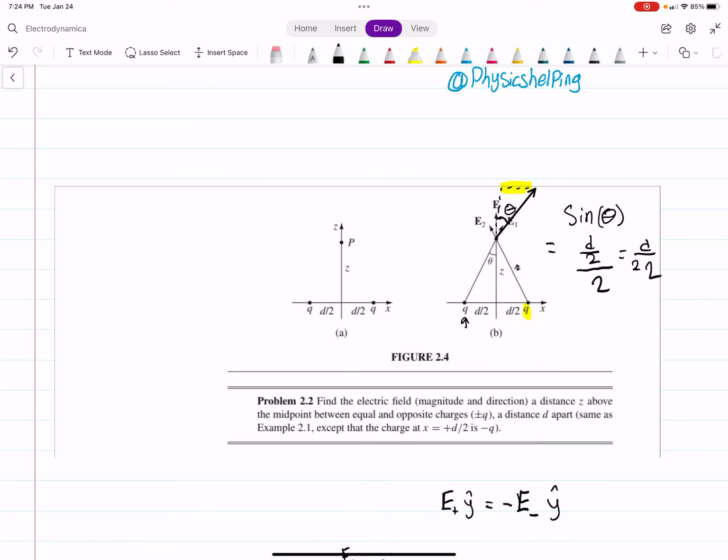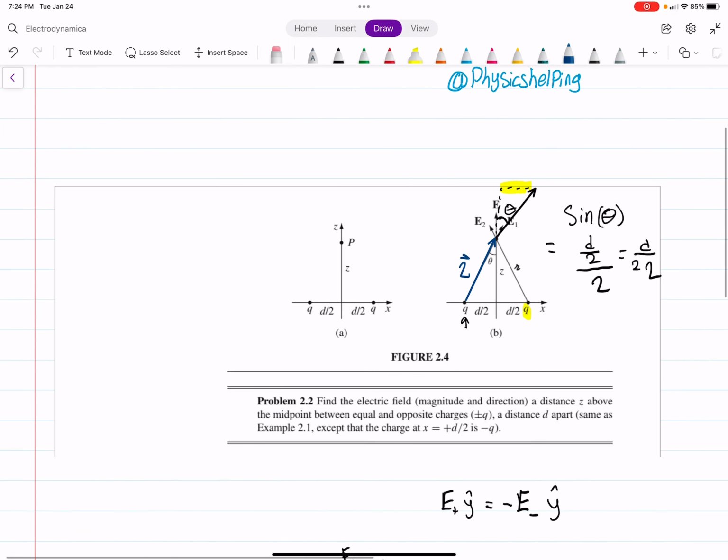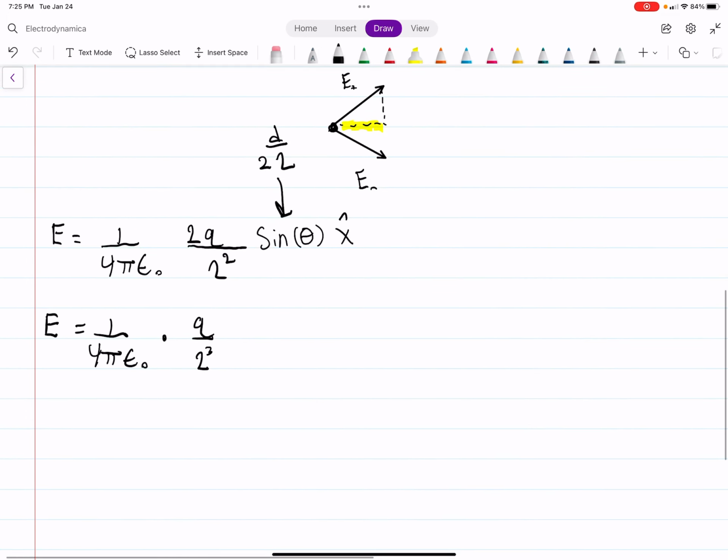Now script r is this vector for both charges. That seems pretty straightforward because this is just a right triangle. So script r is the square root of d over 2 squared plus z squared, and we want that cubed. And this is in the x-hat direction.